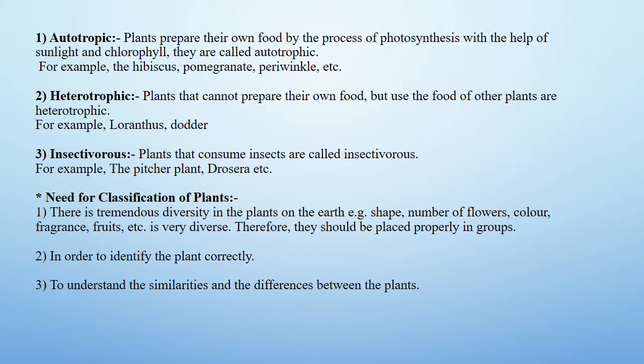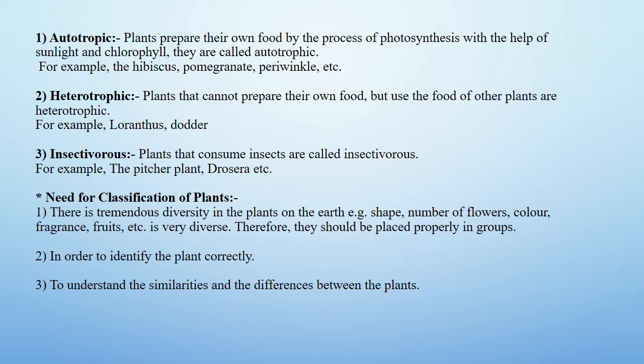Second one is heterotrophic plants. Plants that cannot prepare their own food but use the food of other plants are called heterotrophic plants. For example, Loranthus and Dodder. Third one, insectivorous plants. Plants that consume insects are called insectivorous plants. For example, the pitcher plant and Drosera.